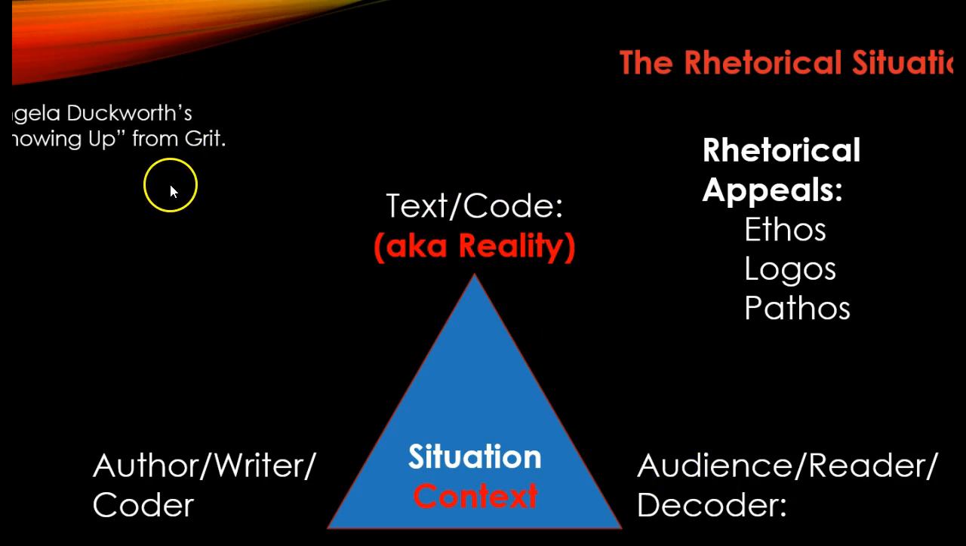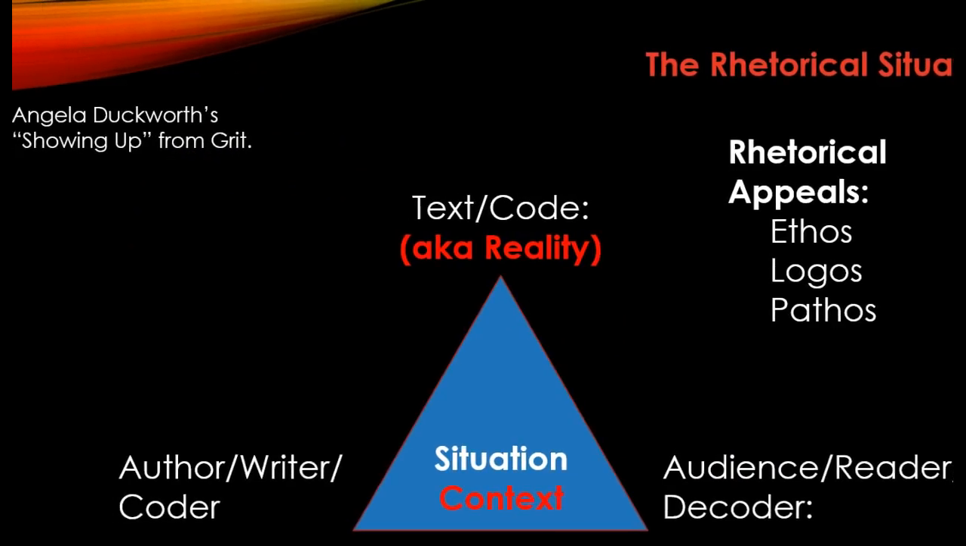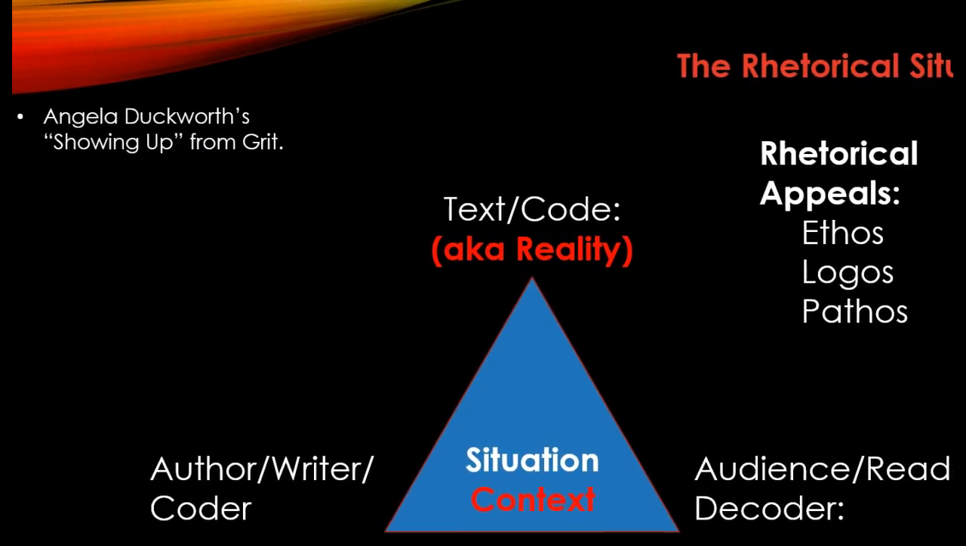So if you think about the example of Angela Duckworth's "Showing Up" from Grit, those of you who read it, it's an excellent chapter. I think all of you would benefit, so if you haven't read it, you should read it. We would talk about what the issue is. So the issue was this matter of why some people succeed and why some people don't in any given kind of activity or any kind of difficult activity. And what is her conclusion? Okay, right? I think it's in the title of her book. It's this matter of grit.